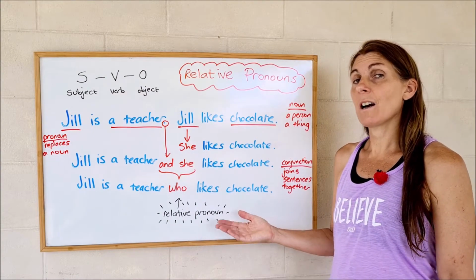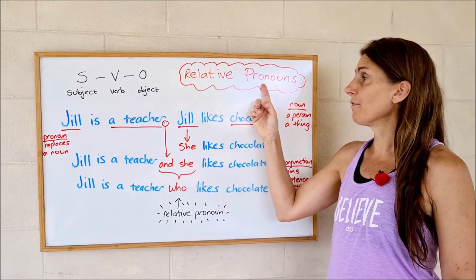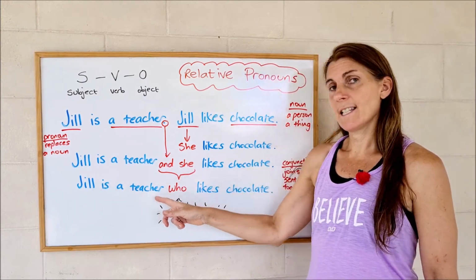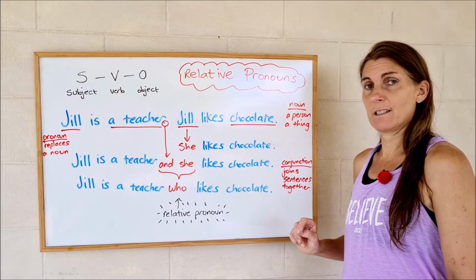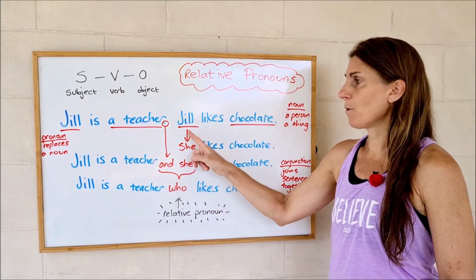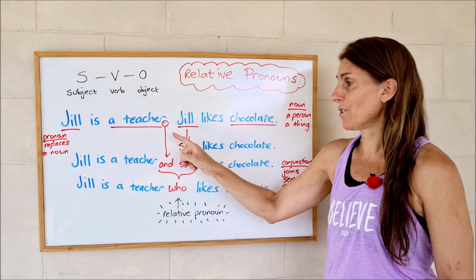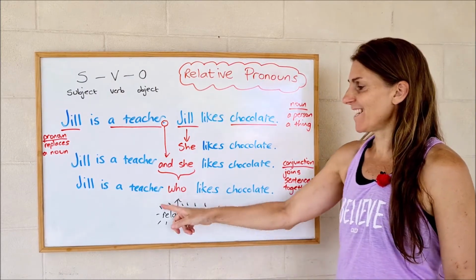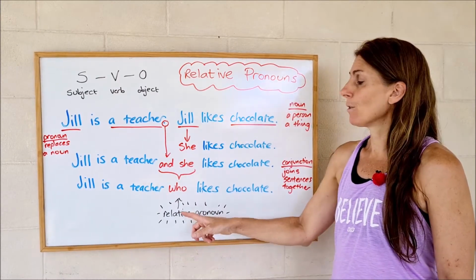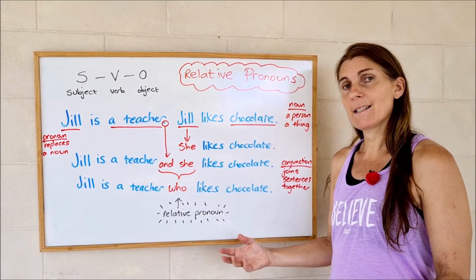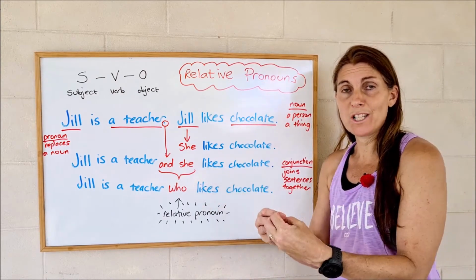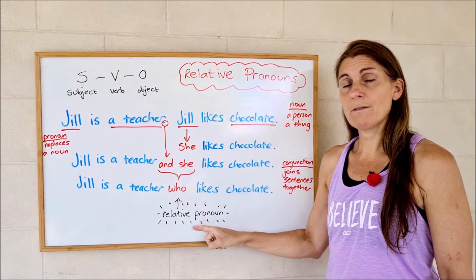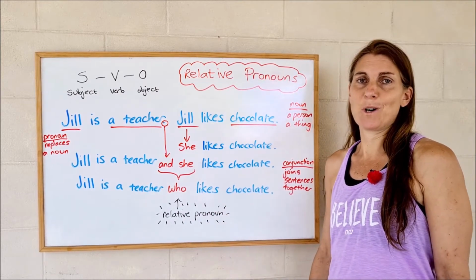So here you can see our smart, multitasking relative pronoun in the middle of our two sentences. Jill is a teacher who likes chocolate. Who has replaced both Jill and the full stop with just one word. Tough, hey? So this is our relative pronoun. So a relative pronoun replaces a noun and joins two sentences together. Let's take a look at some different relative pronouns and when we use each one.